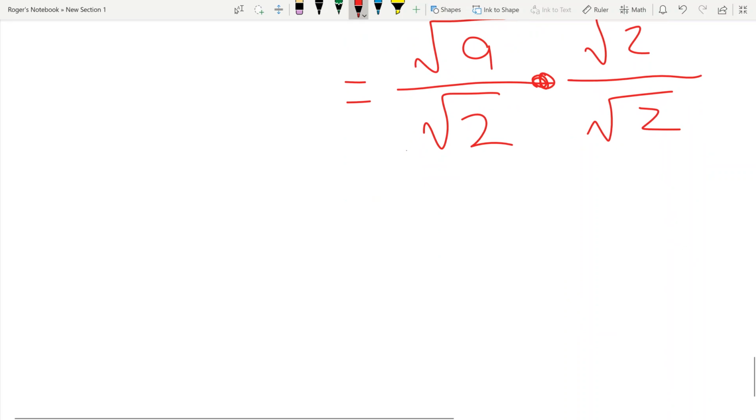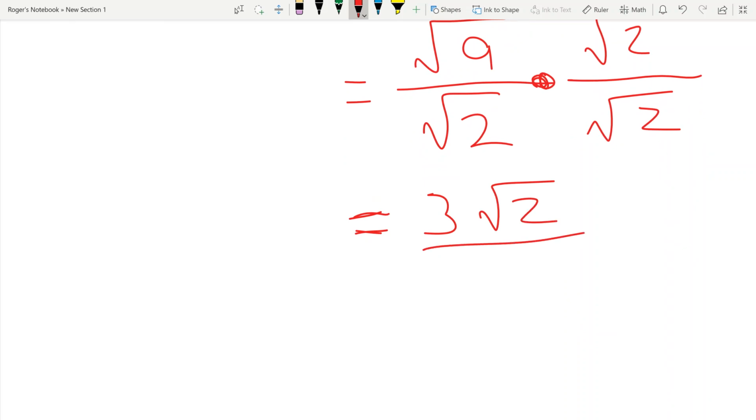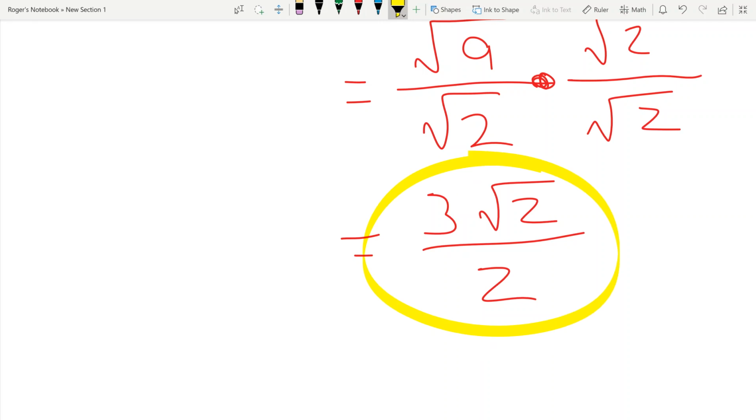For a very specific reason. The numerator now becomes 3 times the square root of 2, but the denominator is different. The denominator becomes equal to just 2, because the square root of 2 times the square root of 2 is 2. So numerator, 3 square roots of 2, denominator is just 2. 3 square roots of 2 over 2. This is our simplified form for the square root of 45 divided by 10.